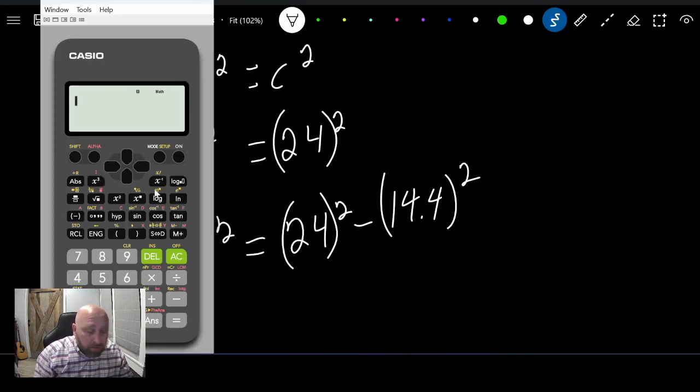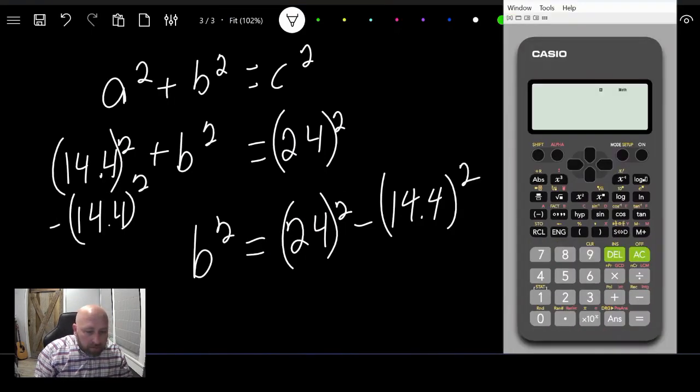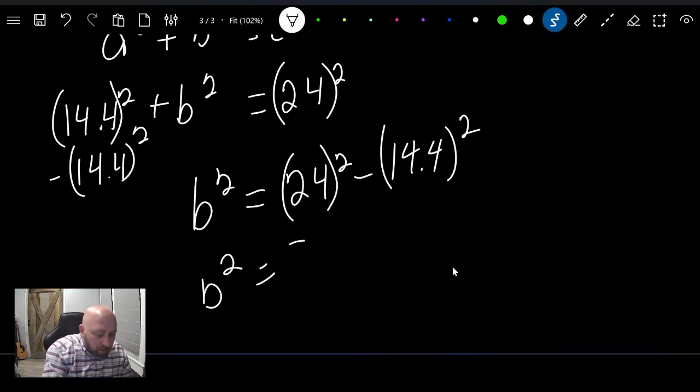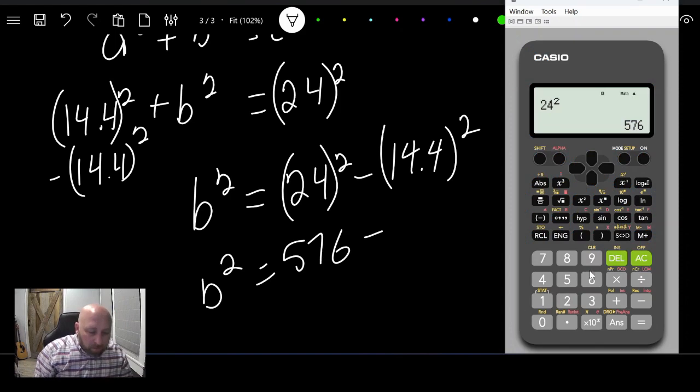Let's save just a little bit of time and effort here. Let's get out the calculator and solve this using our calculator. 24 squared, you could do 24 times 24, or you can just use the x squared button. However you work your calculator, it's fine. Everybody's calculators are different. So we have 576. So b squared equals 576. And then we'll clear that out, and we'll do 14.4 and square that. And that equals 207.36.